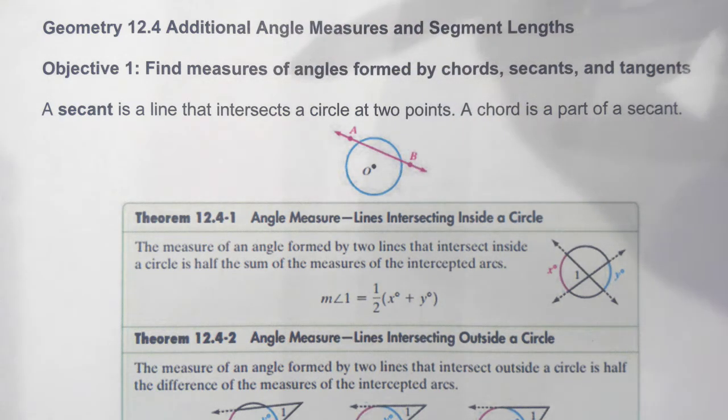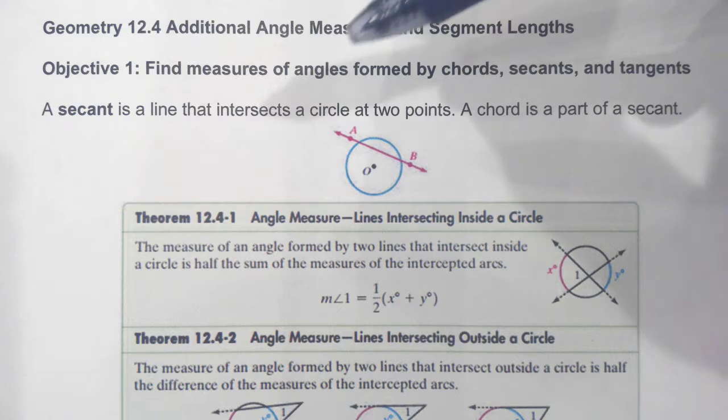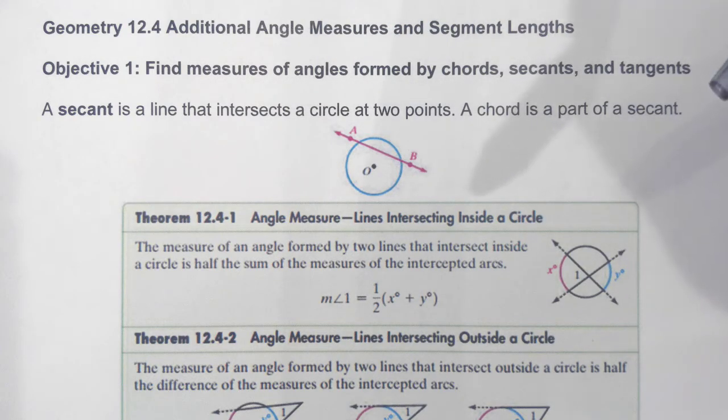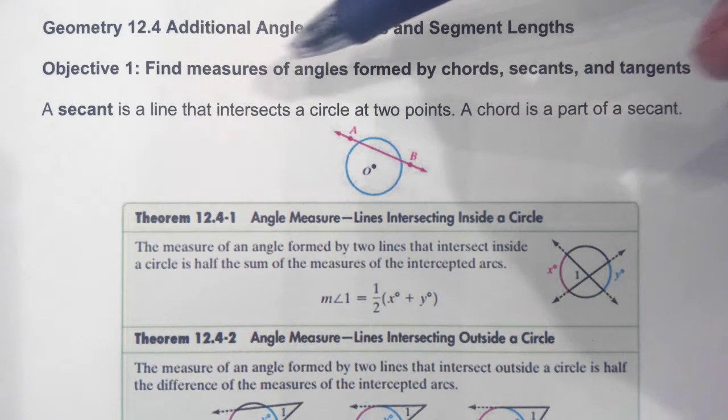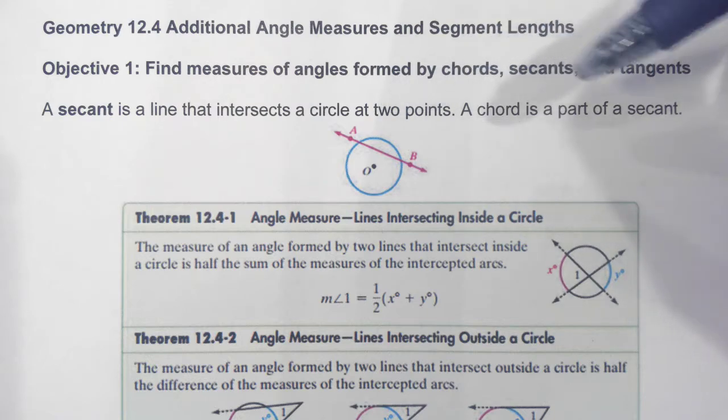Today we're going to be looking at section 4, which is additional angle measures and segment length. So we're going to be looking at other types of intersecting lines and circles and how their angles correspond with the arcs that they intersect. First, we'll find measures of angles formed by chords, secants, and tangents.